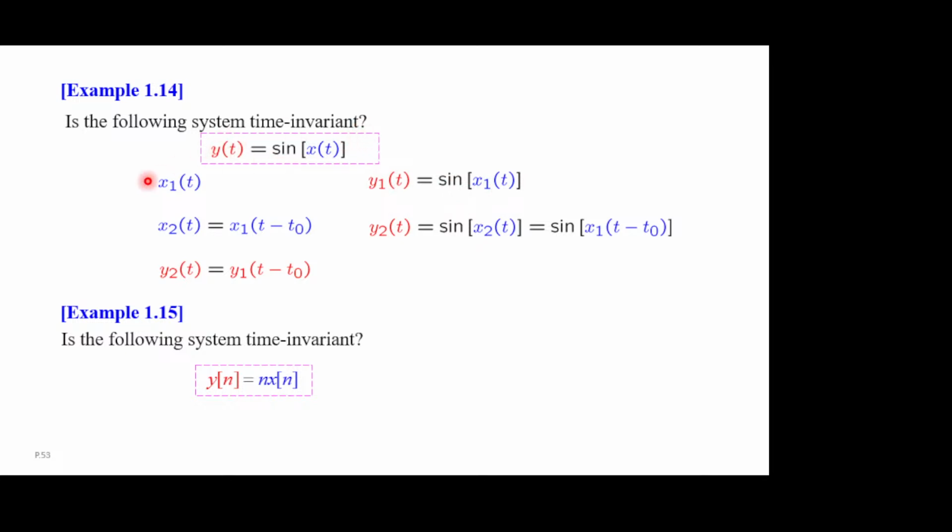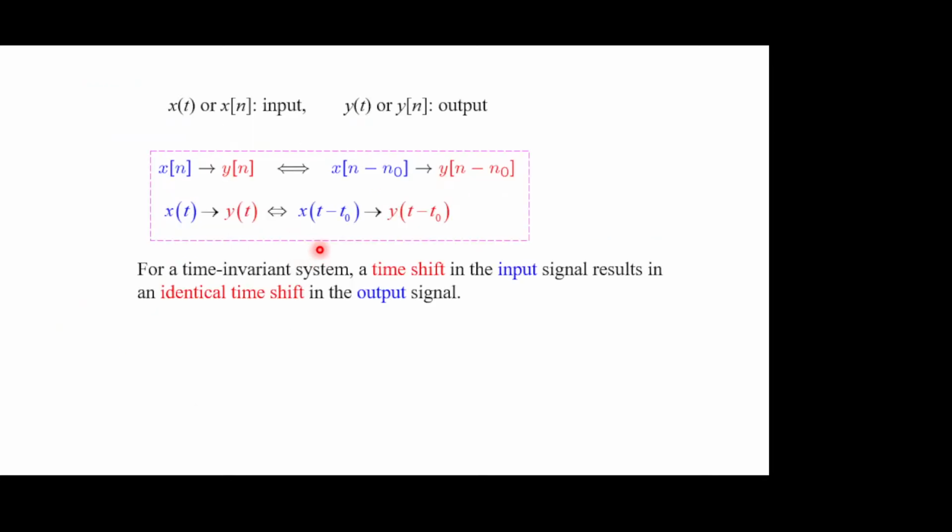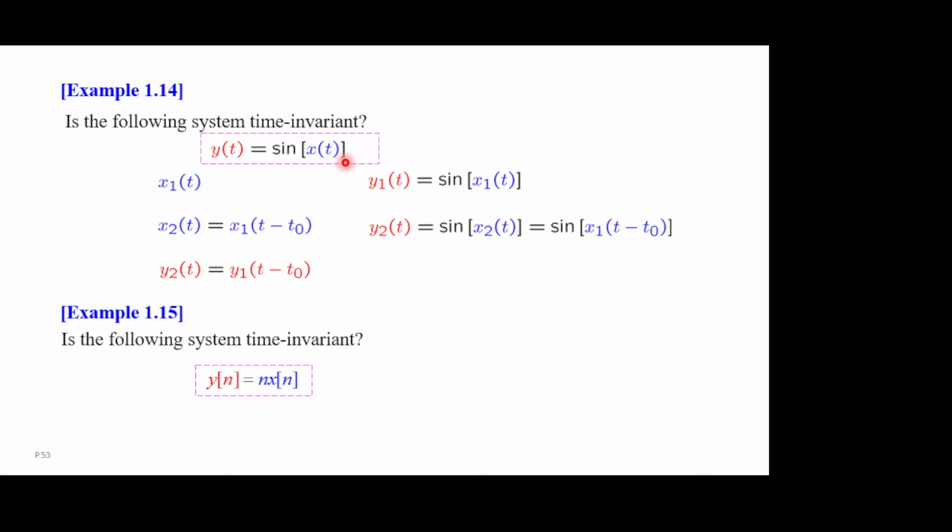Now we time shift our input. So we have another input x2 of t, which is a time shift of x1 of t, so x1 of t minus t0. Now we need to check that two directions give you the same thing. We can put this x2 of t through the system and get another output y2 of t.